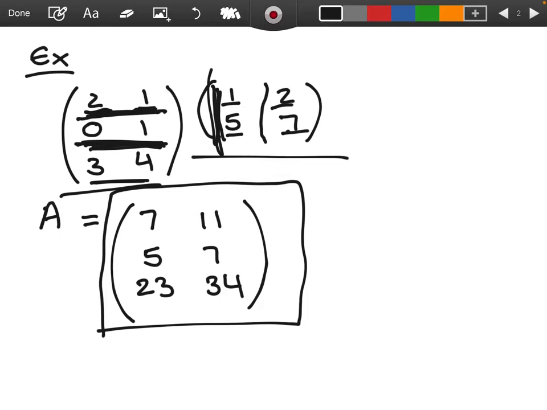Now, because we are not multiplying in what I would think of as a standard way, like we did with addition and subtraction, we're not doing it entry-wise.